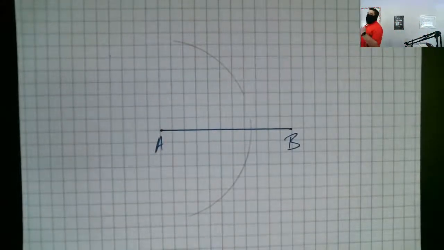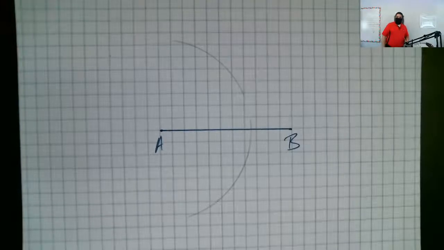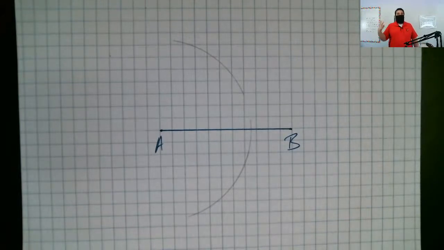The reason why we mark above and below is because we need to be able to hit on top and bottom. How many points determine a line? 2. So you need 2 points to work with. That's why we mark above and below. That'll give us 2 points.